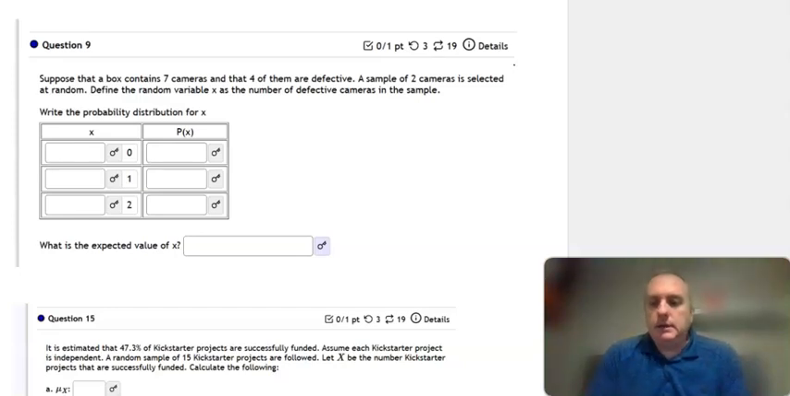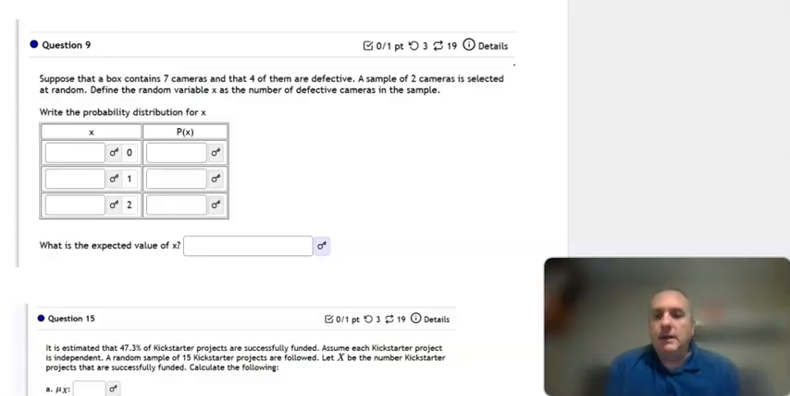But for the purposes of this problem, that's the way we're going to go. So we're only going to select 2 out of these 7 for our sample. And for the probability distribution, we need to first come up with our possible outcomes. Since we only have a sample of 2, and the choices are either defective or working, we only have a very limited number of outcomes here. So the outcomes are we could get 0 defective cameras, 1 defective camera, or 2 defective cameras in our sample. I'm going to go ahead and write those in my X column.